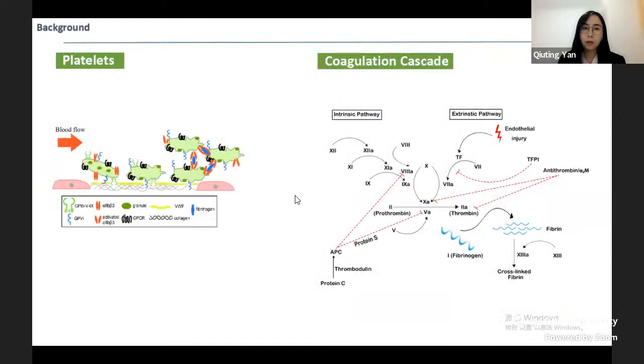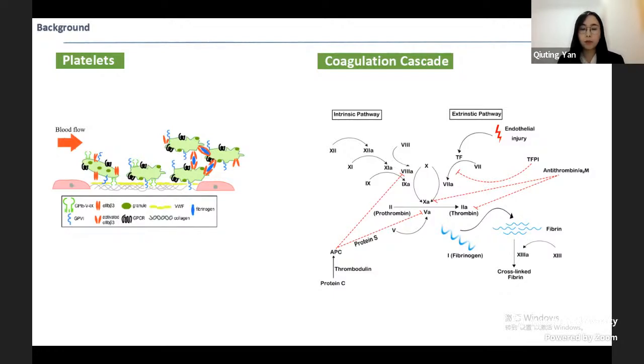My thesis involves these two components of hemostasis: platelets and the coagulation cascade. Platelets play a major role in localizing and controlling the burst of thrombin generation and subsequently clot formation. Activated platelets expose phosphatidylserine on their outer membranes to support thrombin generation.